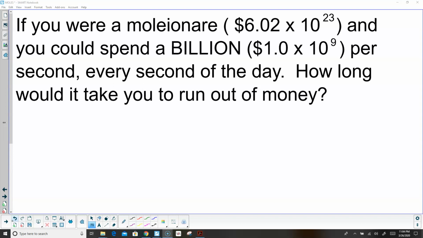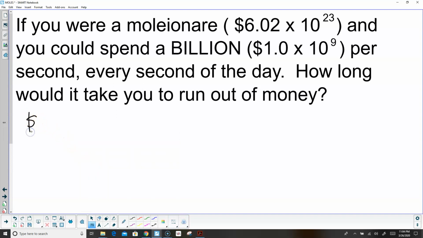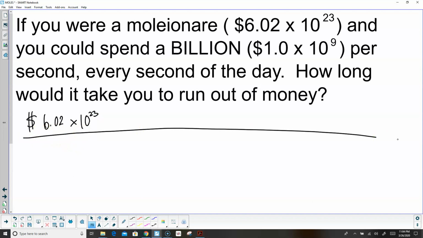Well, fortunately, we don't have to guess or think about it. We can use our friend dimensional analysis to solve this. What I would do is set this up like so. I'd say dollars over here. Let's start with our mole of dollars, 6.02 times 10 to the 23rd dollars. And let's convert that time into money.